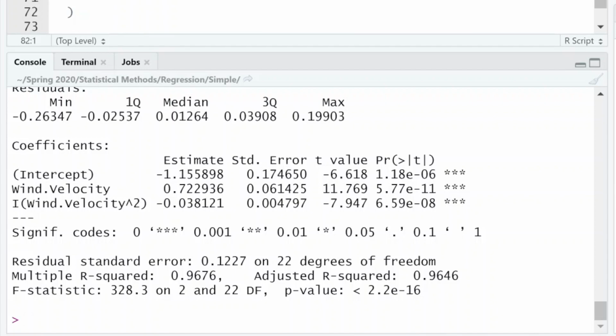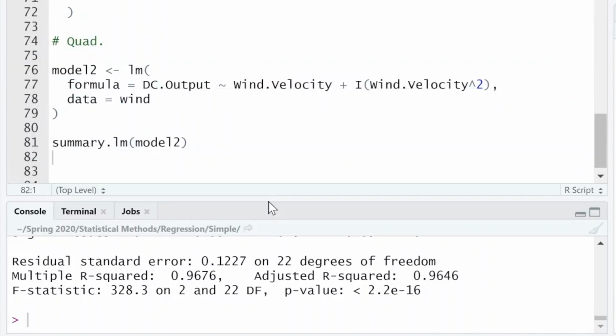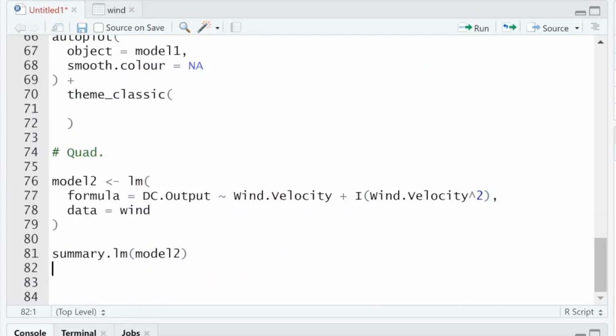We'll take a look. R squared has jumped up quite a bit. It was in the lower 80s in the first model. We now see that it's jumped up to about 0.96, which is very good, and not a whole lot of difference between the adjusted R squared and the regular R squared. Well, so what's next in our checklist? Next is to check the residuals.